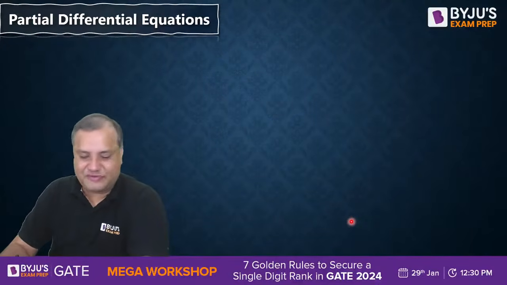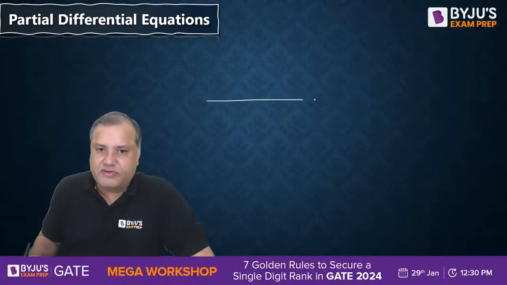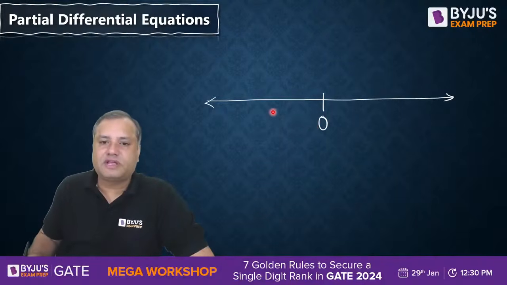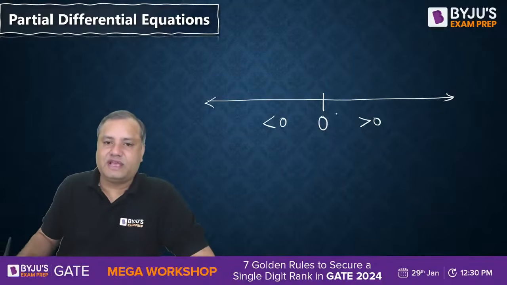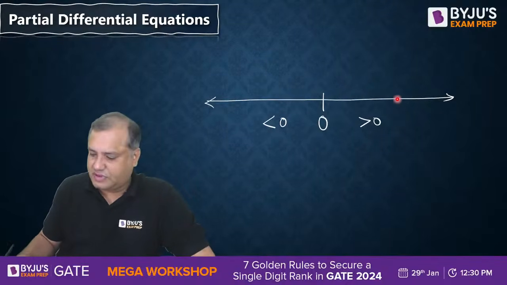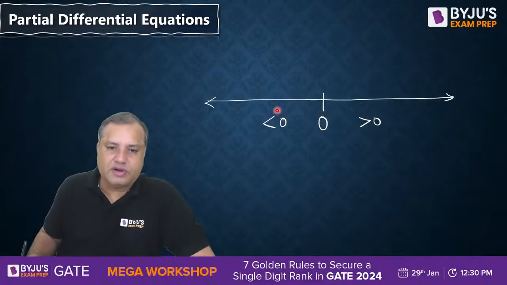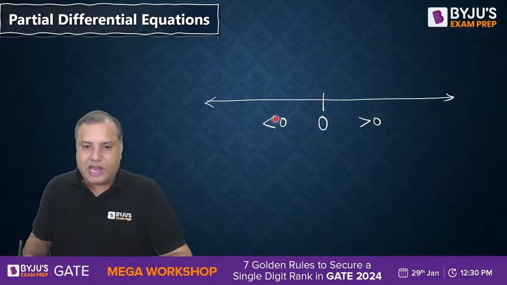To avoid that confusion, okay, see here, when we draw a number line, there is a 0, then further we have less than 0 and greater than 0. Okay, understood? So equal to 0, less than 0 and greater than 0. So have I placed these values correctly?